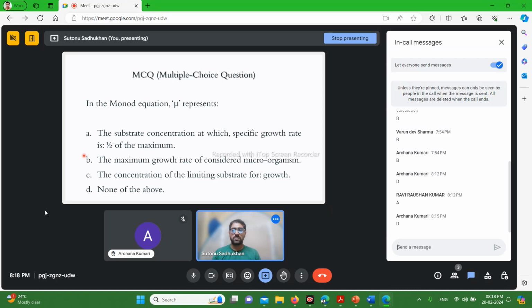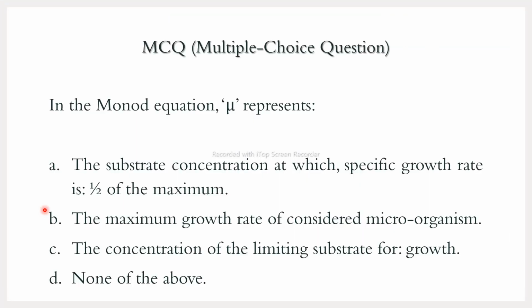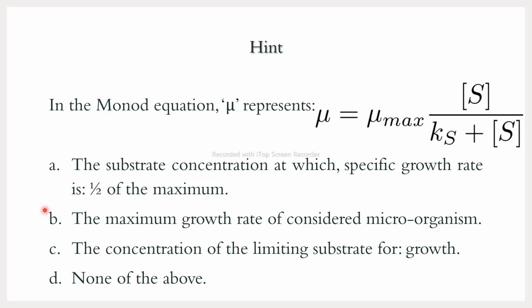What is the monod equation? Sorry, sir, I don't know. Okay. So the monod equation is basically, I'll tell you. The hint is, this is the form of the monod equation: mu equals mu max into S, where S is the concentration of your substrate or BOD, divided by Ks plus S.